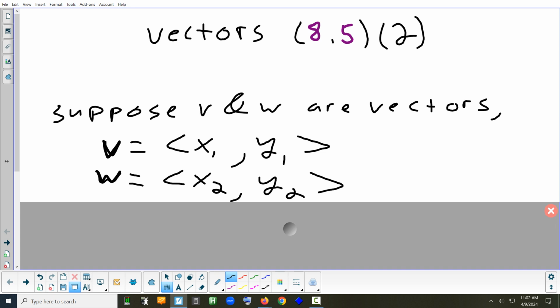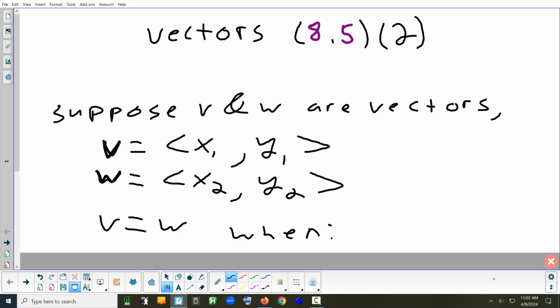So what I want to do is define what it means for two vectors to be equal to each other. So when we talk about vectors, when we say they're equal, it doesn't mean that they're in the same position. Okay? For example, if you had this vector, and then you make a copy of it, and you put it somewhere else, those two vectors are equal. Do they have the same start point? No. Do they have the same terminal point? No. That's not what it means for them to be equal.